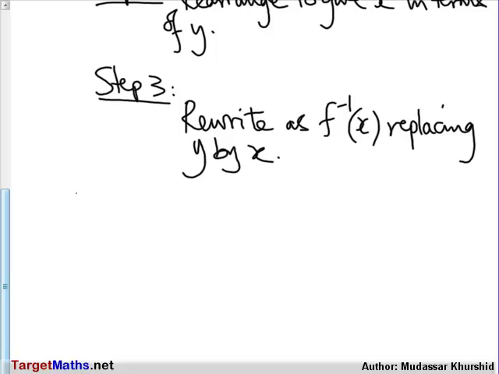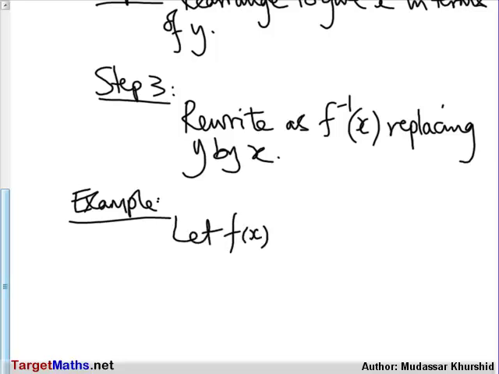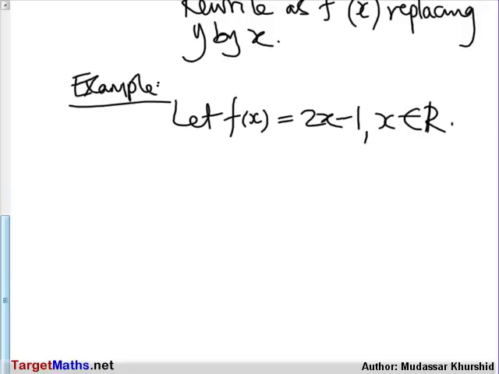Let's take a function. Let f x equal 2x minus 1, x ∈ ℝ. x ∈ ℝ means x belongs to the set of real numbers. If we follow the steps, step 1, replace f x with y, therefore y equals 2x minus 1.